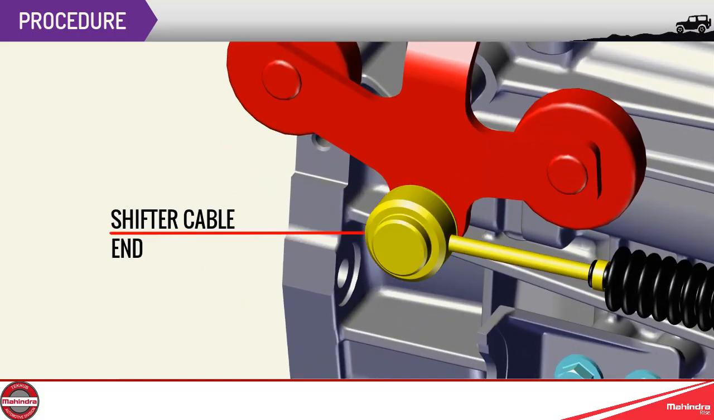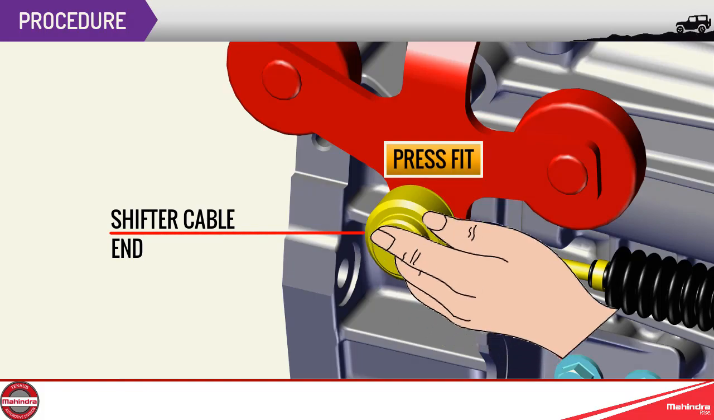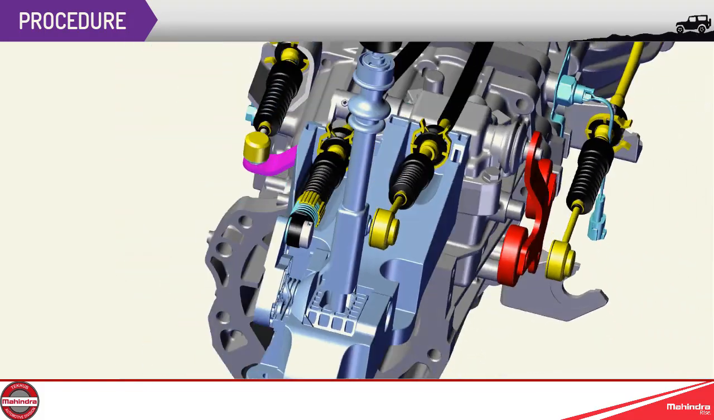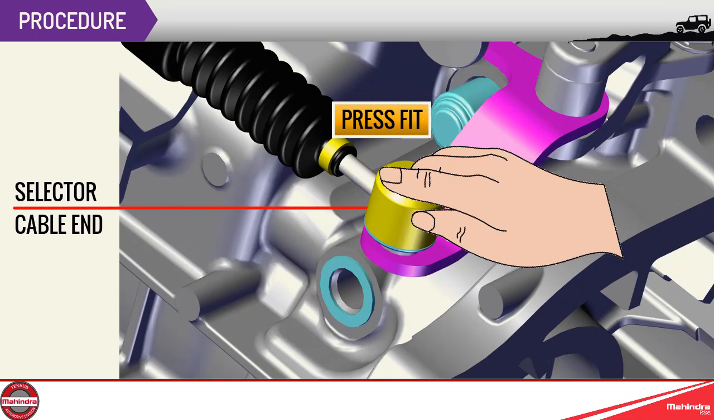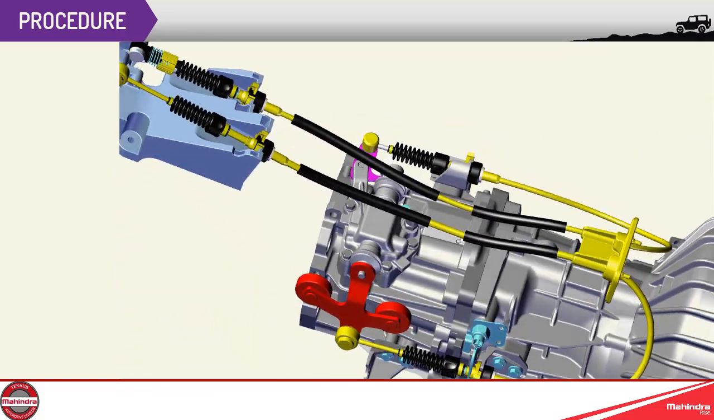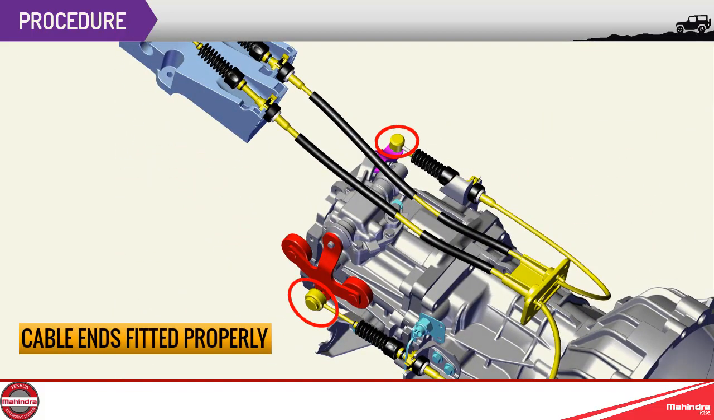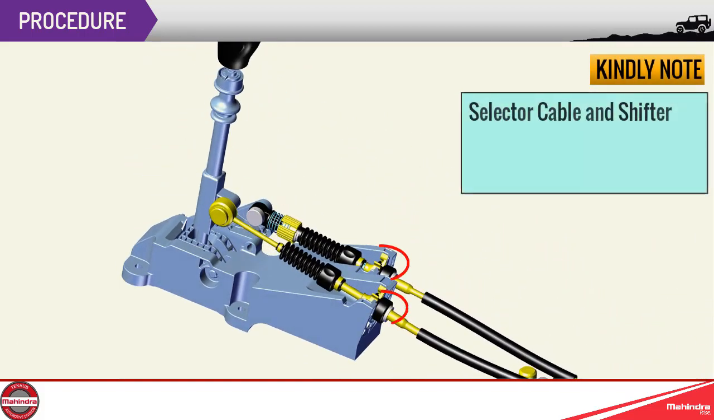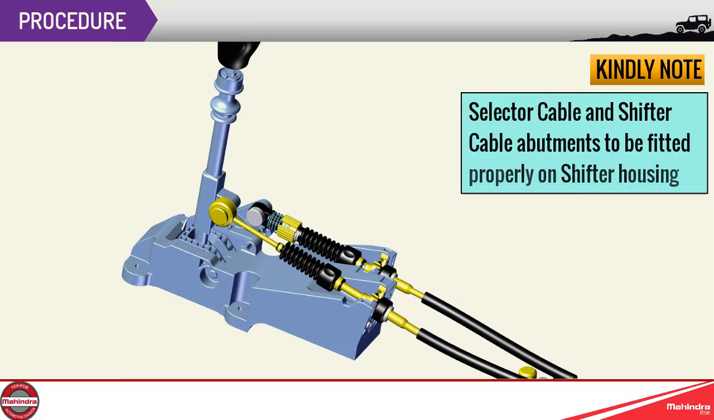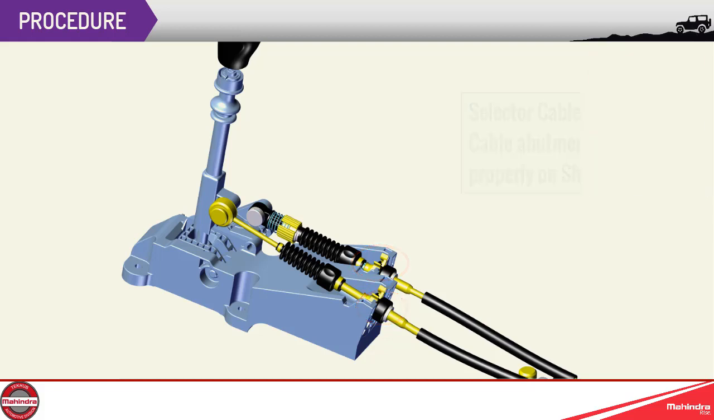Take shifter cable and selector cable, press fit the shifter cable end and press fit the selector cable end on transmission shifter mechanism. Ensure that both the cable ends are fitted properly. Kindly note, selector cable and shifter cable abutments to be fitted properly on shifter housing.